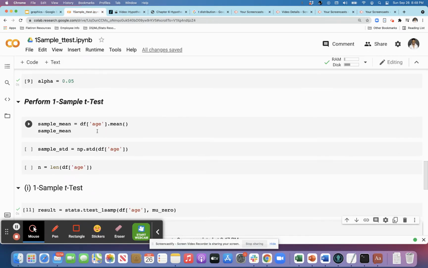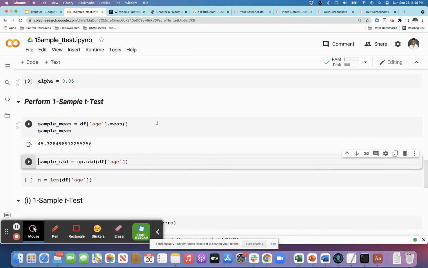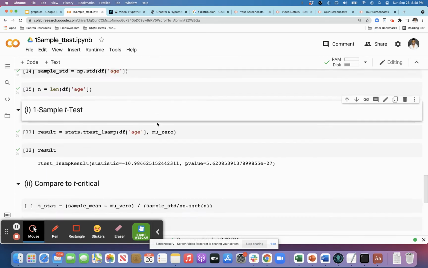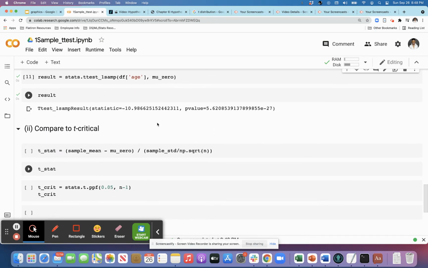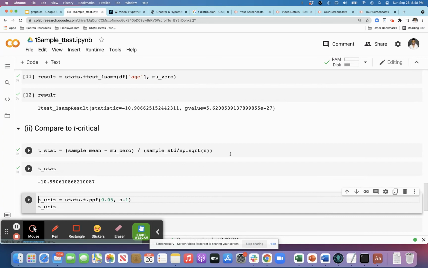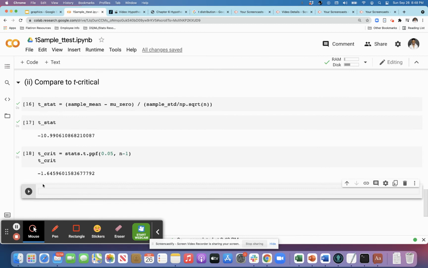Now, if we wanted to do it the long way, we would get the mean, the standard deviation, and the length, and then use those to get our t-stat value. And we see that our t-stat is minus 10. Then we evaluate that based on the t-critical, and we see that our t-critical here is minus 1.645.